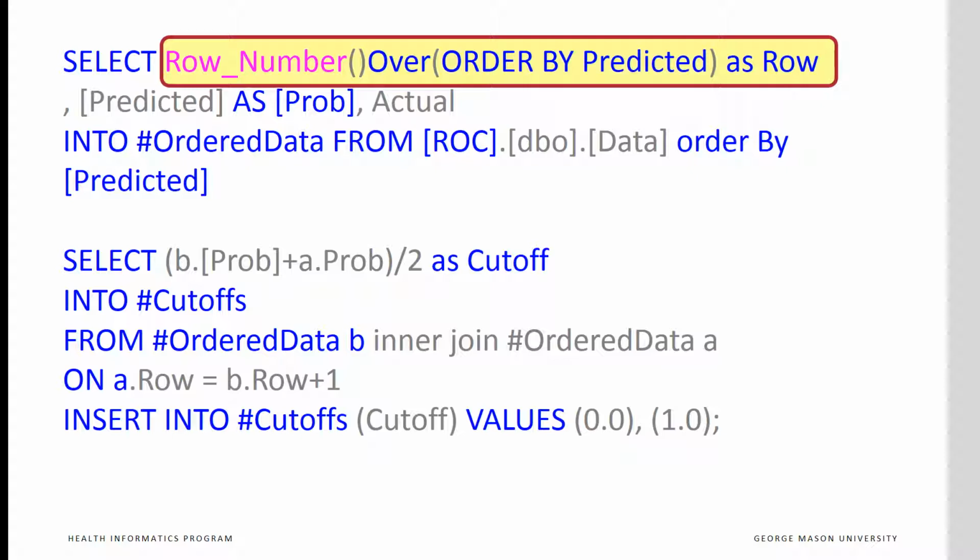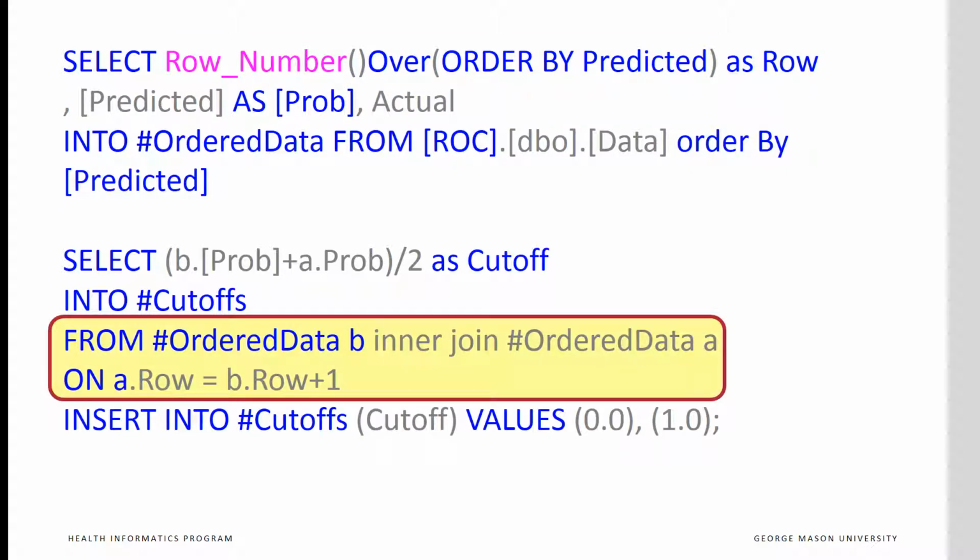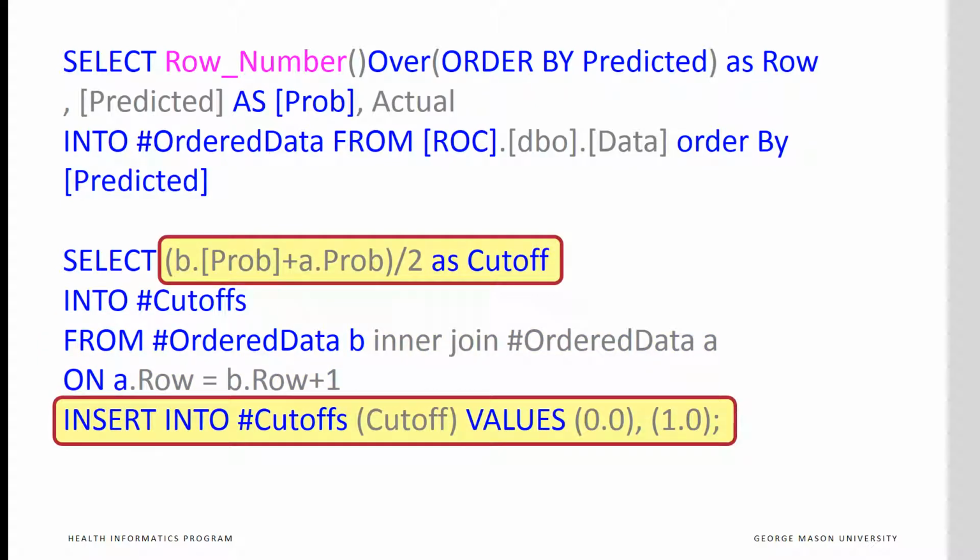Another, and in our view, a preferred approach, is to set the cutoff values as the average of every 2 consecutive predictions. First, we order the data in terms of predicted value and calculate a row number for each value. Then we join ordered data to itself and select 2 adjacent rows of data. We then calculate the average of 2 adjacent values as the new cutoff. Finally, we set 0 and 1 cutoff values so that we have a comprehensive set of cutoffs.